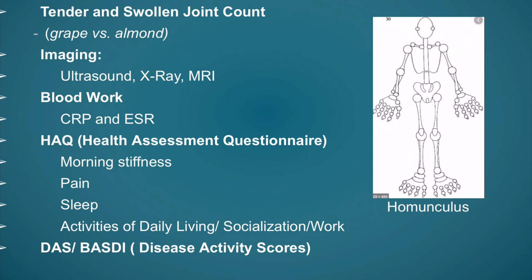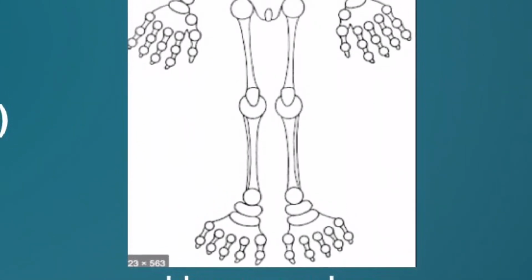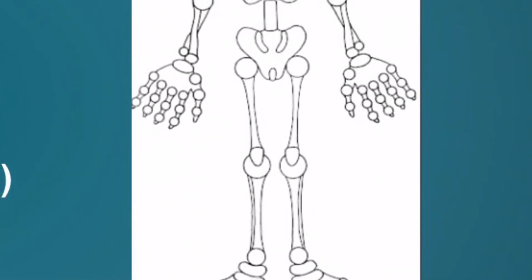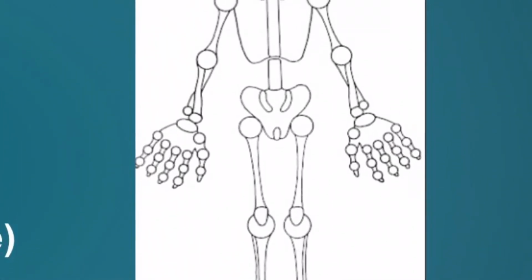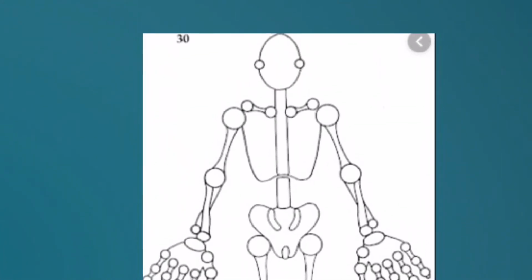So you'll see that doctors will be counting all your joints as they analyze them, and they may be recording whether a joint is tender to touch or swollen when they look at it, and they'll record that on something called a homunculus, which you see as this stick figure, and X's and circles are marked in these different joints as they do an exam. And every time you come back, they're going to reassess this to see what changes have happened.